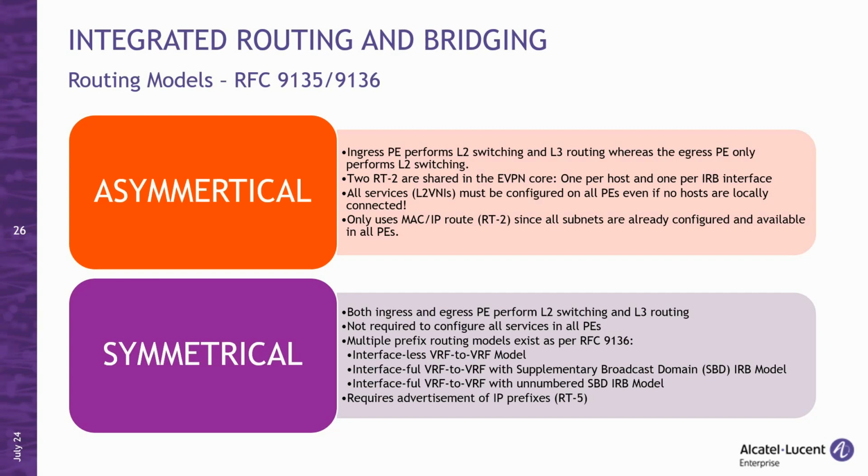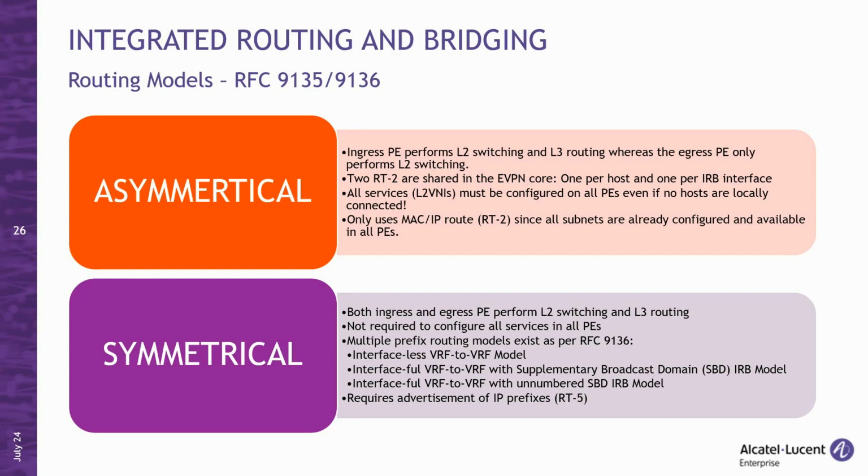In the asymmetrical routing model, the ingress PE performs a MAC lookup and does layer 2 switching to the gateway IRB interface, and then also performs an IP lookup and does layer 3 routing to the destination IRB interface. Again, after the layer 3 routing, the ingress PE performs a MAC lookup and does layer 2 switching to the destination VNI. The egress PE performs only a MAC lookup and does layer 2 switching to the destination host. So this will require, of course, that all services be configured on all PEs, even if no hosts are attached to the PE. This does have a benefit of less control plane load since only route type 2 is used in the core.